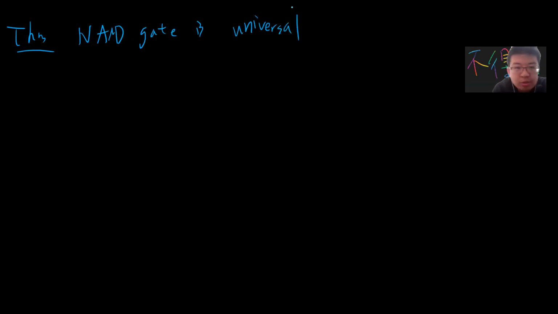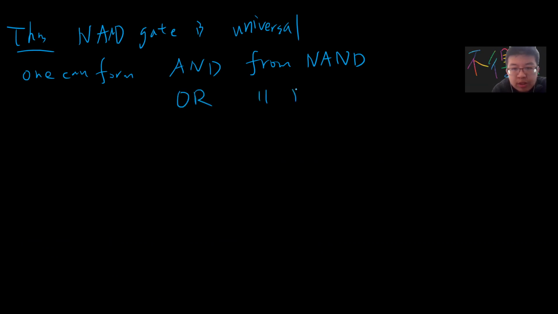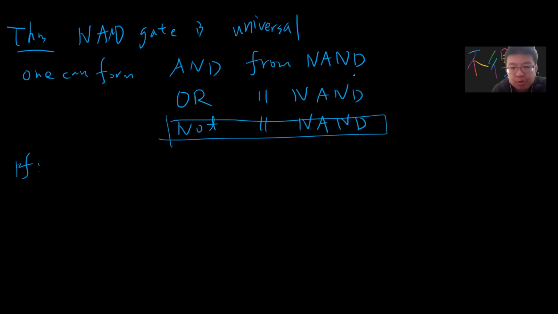Theorem: NAND gates are universal. What it means is that one can form AND from NAND, one can form OR from NAND, and NOT from NAND. This is the standard proof. Let's quickly prove it. The only non-trivial part is this one, which actually looks trivial.